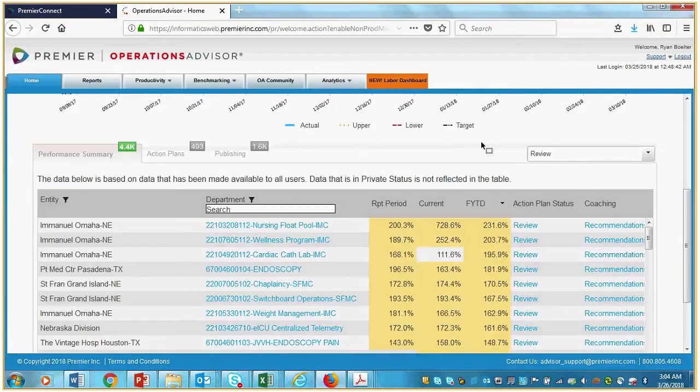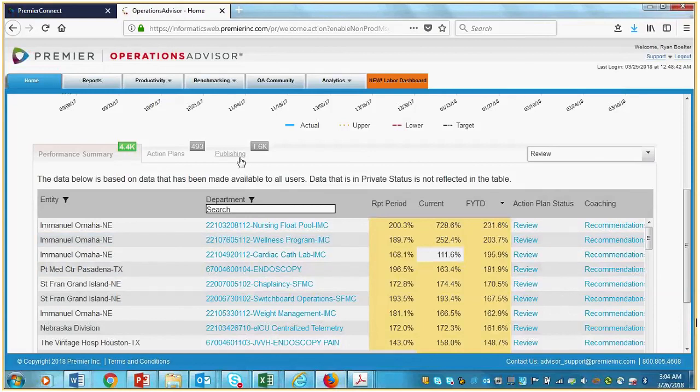But if you needed to run a prior period for some reason, and maybe you didn't save a copy previously, but you wanted to look at an older pay period where you had to write an action plan, you'll just go into the report menu and run that. But that's basically everything here in the performance summary.